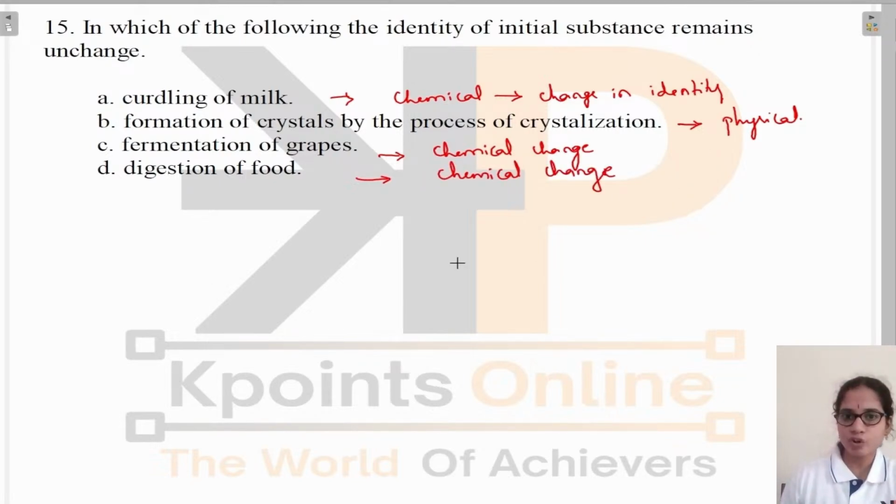Yes. In which of the following does the initial substance remain the same? Unchanged means it remains the same. You have to be clear about the meaning of the question here. Okay. The identity of an initial substance remains unchanged means it remains the same. So in the formation of crystals by the process of crystallization, there is no change in the identity of a substance. Simply there is a formation of crystals. Okay. There is a change in the geometric shape there. There is no change in the identity. So the correct option will be B.